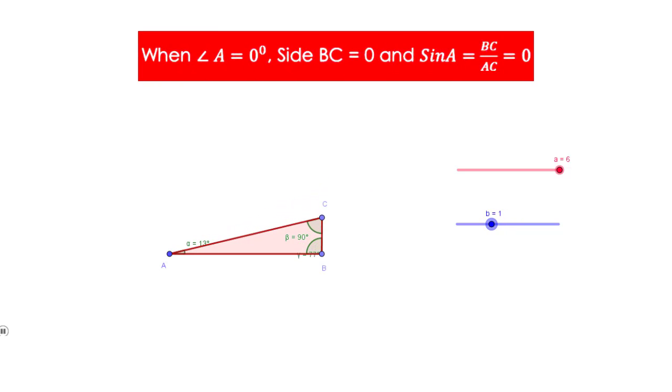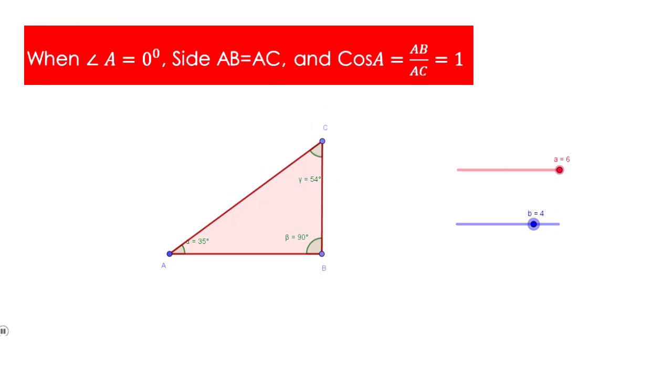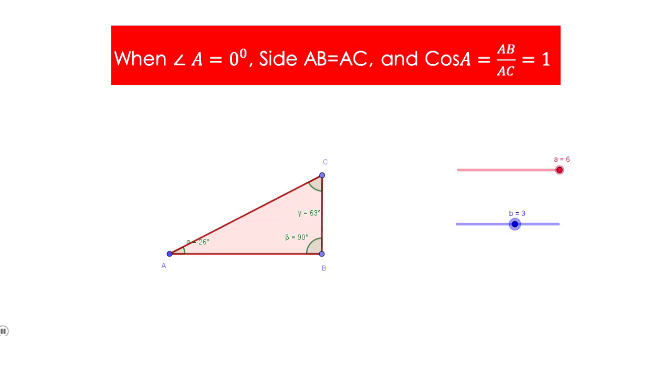When angle A is very close to 0, BC gets very close to 0, and so the value of sin A, equal to BC upon AC, is very close to 0. Also, when angle A is very close to 0, AC is nearly the same as AB, and so the value of cos A, equal to AB upon AC, is very close to 1. Therefore, tan 0 is equal to sin 0 upon cos 0. Sin 0 is 0 and cos 0 is 1. So this is equal to 0 upon 1. Therefore, tan 0 degree is equal to 0.